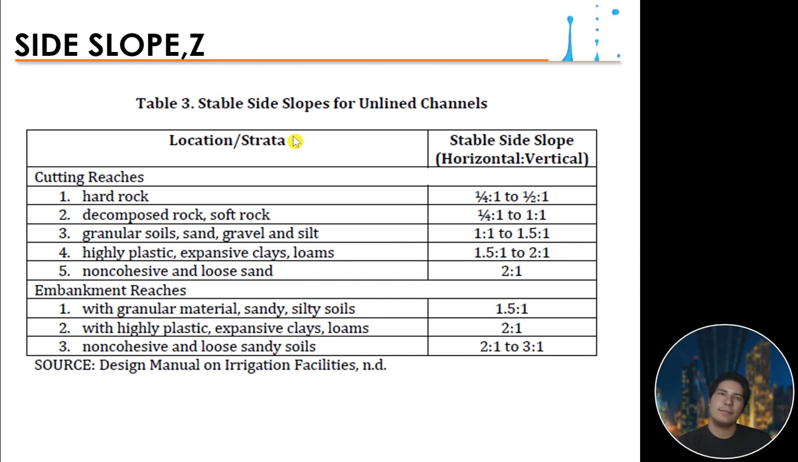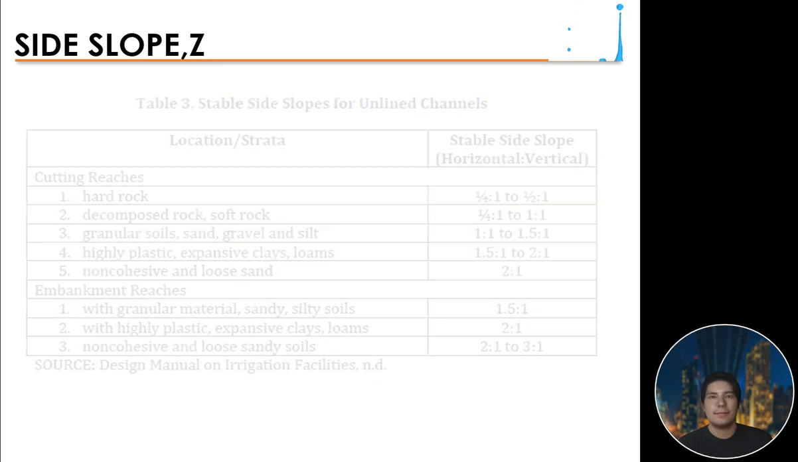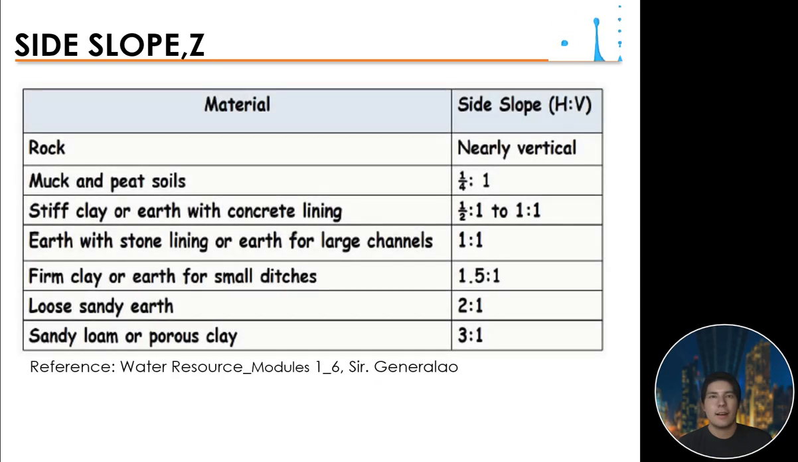So these are the recommended side slopes for unlined channels, for different locations or strata. We have this side slope, horizontal to vertical, for cutting ridges and embankment ridges. The source of this is the Design Manual on Irrigation Facilities. Another table we can also use is this one, depending on what the material is. It also has a side slope.